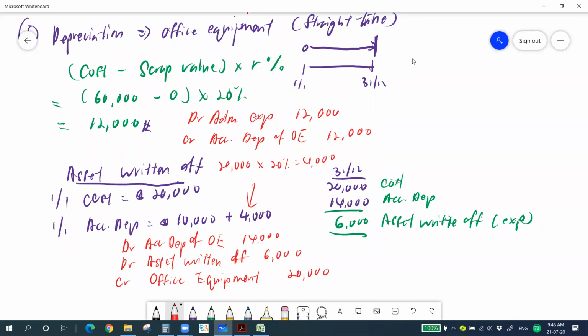Okay, welcome. So this is the working. You note it down first, and then I will show you how to adjust in the trial balance.